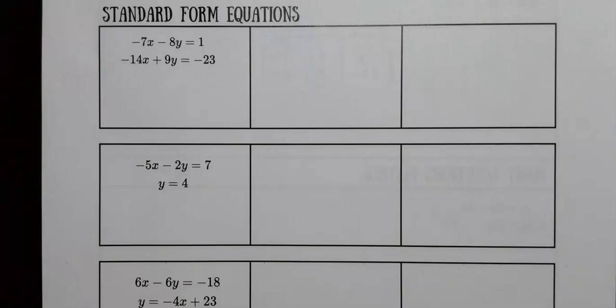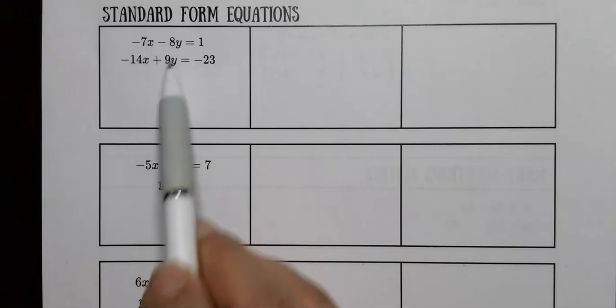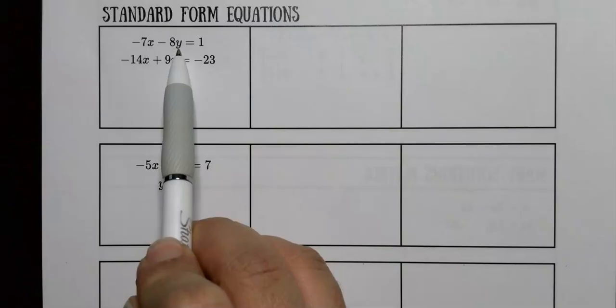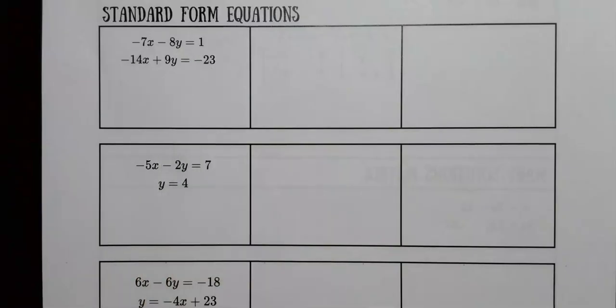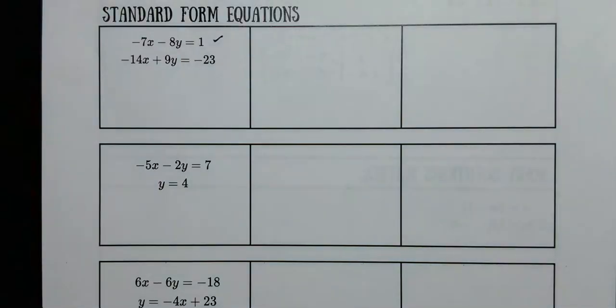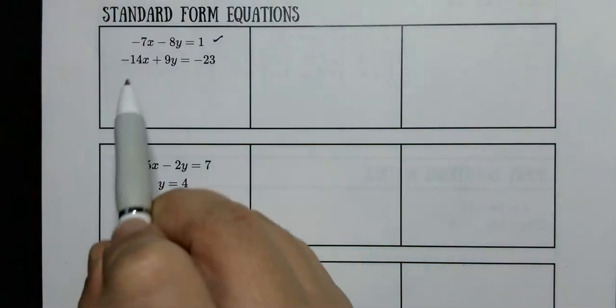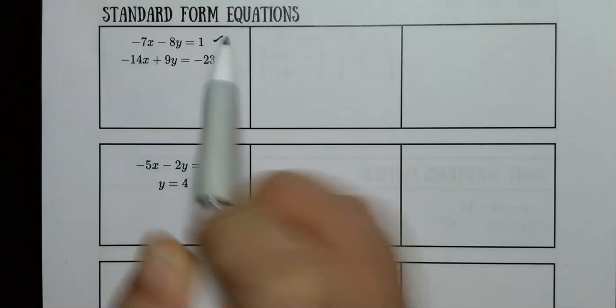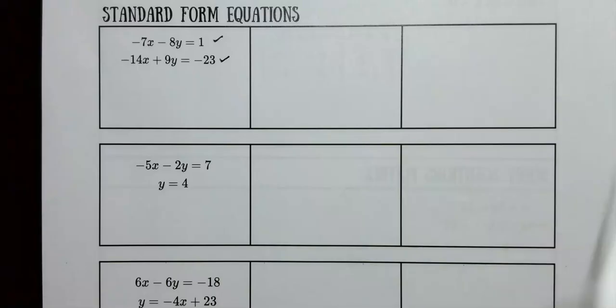So with that being said, notice that the first example here, we have an x, a y, an equal sign, and then our constant. So the first one is in standard form because it's written in the correct order. Same thing with the second one. We have our x, we have our y, we have our equal sign, and then our constant. And there you go. So these are ready.